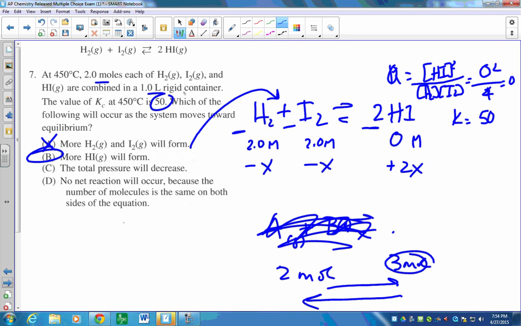And then, no net reaction will occur is not true, because what this symbol means is that the forward and backward reaction are both going on simultaneously. They're going on at the same rate, so you don't see anything changing, but the idea of dynamic equilibrium is they're both going on. And so the only answer that makes sense there is B.